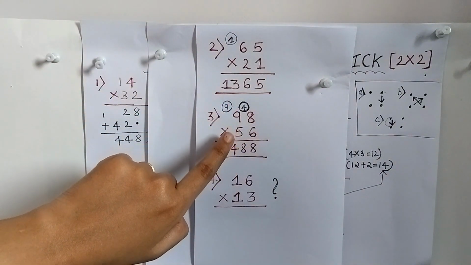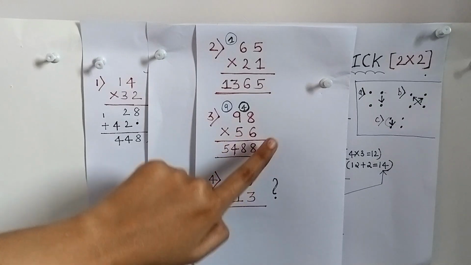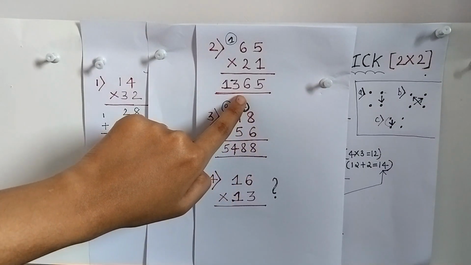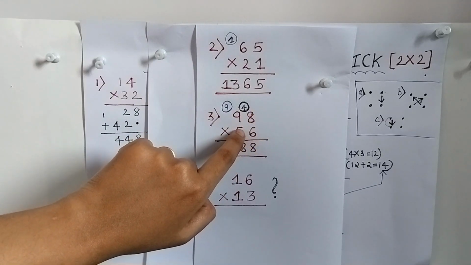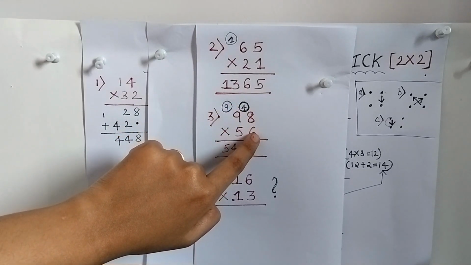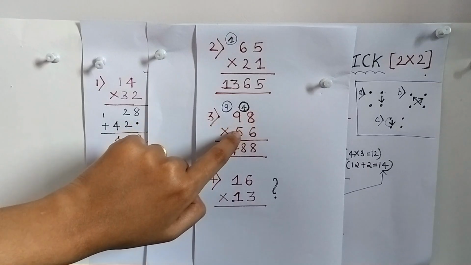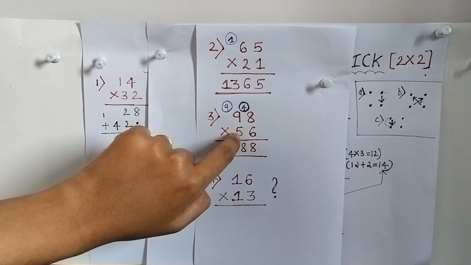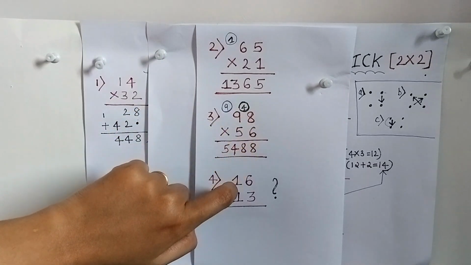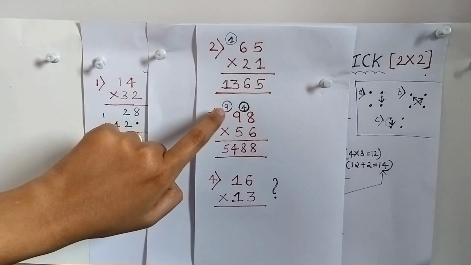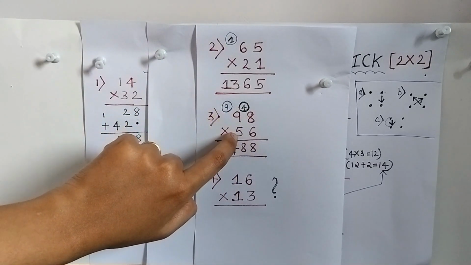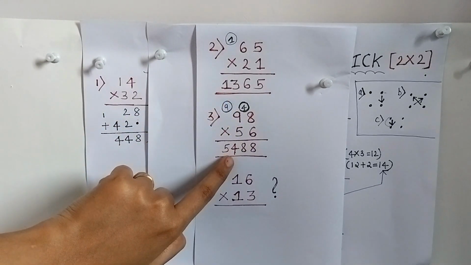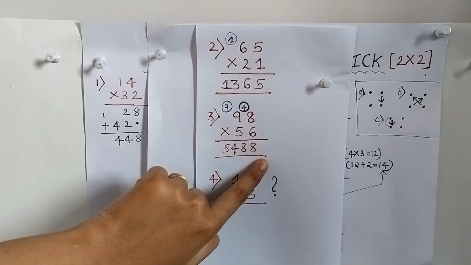Okay. Next, 98 into 56. 8 sixes are 48, right? 8 here, 4 carry. Then opposite you need to multiply. 9 sixes are 54, correct? 8 fives are 40. So you will get 94. 94 plus 4 will be 98. Write 8 here, carry 9 here. Then this needs to be multiplied. 9 fives are 45. 45 plus 9 is 54. So 5488 you will get.